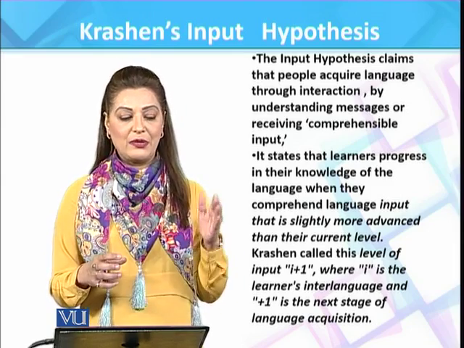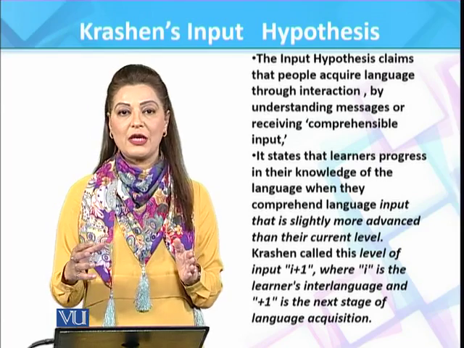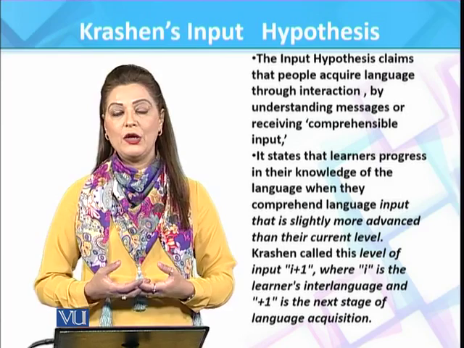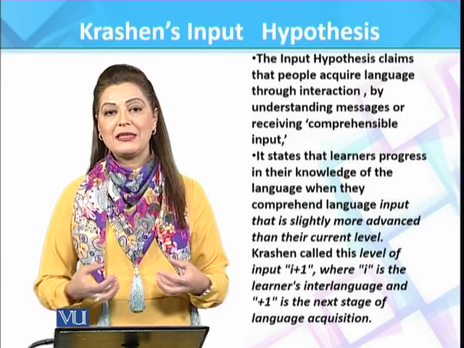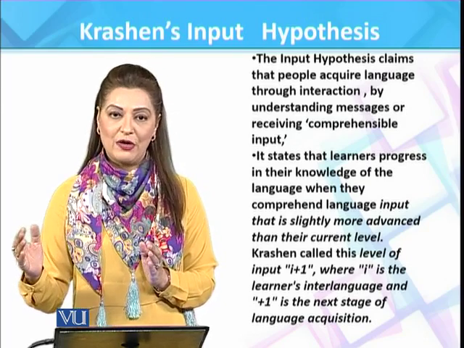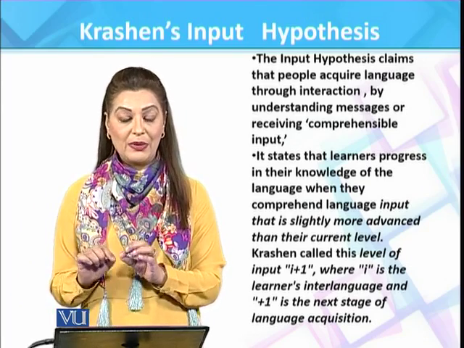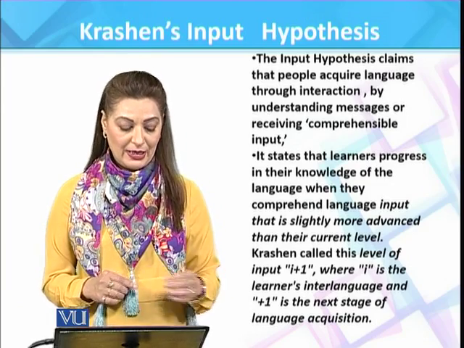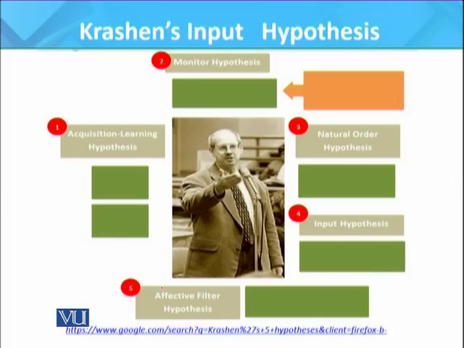Interlanguage system is that when a learner is moving towards the acquisition of a second language, in between he or she forms a language that is called interlanguage. And when you're moving to the next stage of acquisition, that is what +1 refers to. That is the next stage of language acquisition. Now let's see what actually input hypothesis is in terms of the 5 hypotheses that it contains.